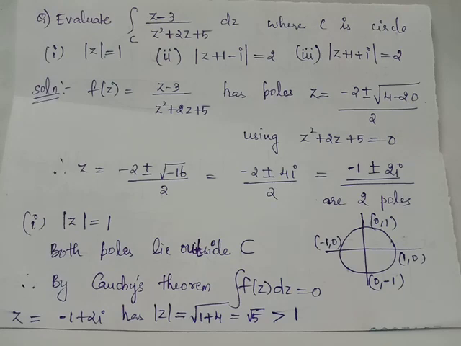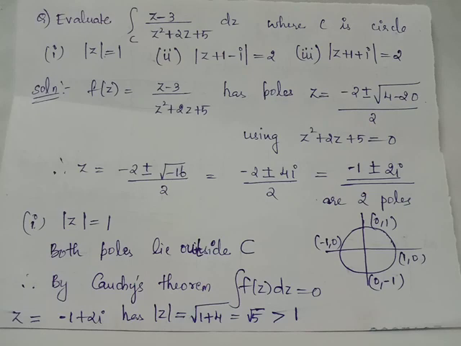When you solve the quadratic equation z square plus 2z plus 5 equals 0, you obtain the poles as z equals negative 2 plus minus root of 4 minus 20 upon 2, which after simplification becomes z equals minus 1 plus minus 2i. In the first circle, modulus of z equals 1, centered at origin with radius equal to 1, we have the pole z equals minus 1 minus 2i, with x equals minus 1 and y equals minus 2, whose modulus is root of (minus 1) the whole square plus (minus 2) the whole square, which is root of 1 plus 4, which is root 5, strictly greater than 1.